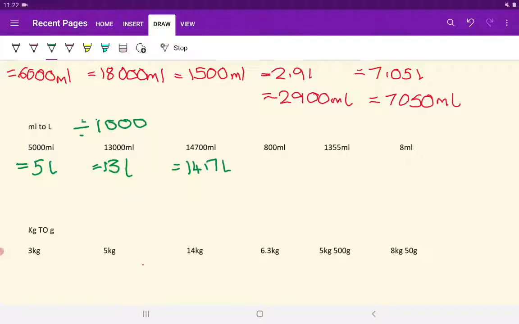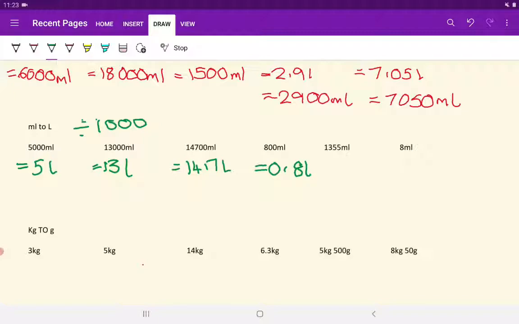Okay, and try and make your litres symbol look like an L rather than a 1. 800 millilitres. Now, if 1,000 millilitres is a litre, 800 is less than that, so we're not even going to get a full litre. We're going to get 0.8. So another decimal answer there is 0.8 litres.